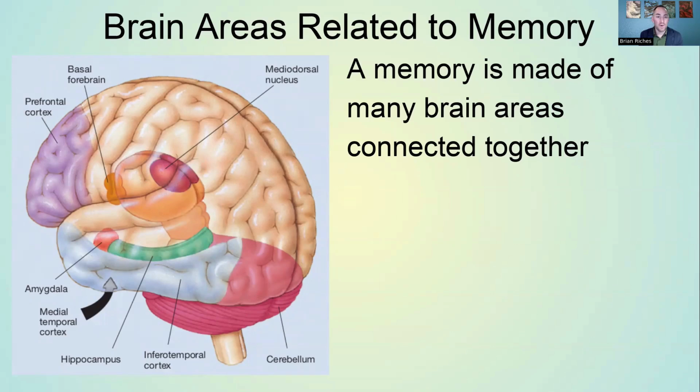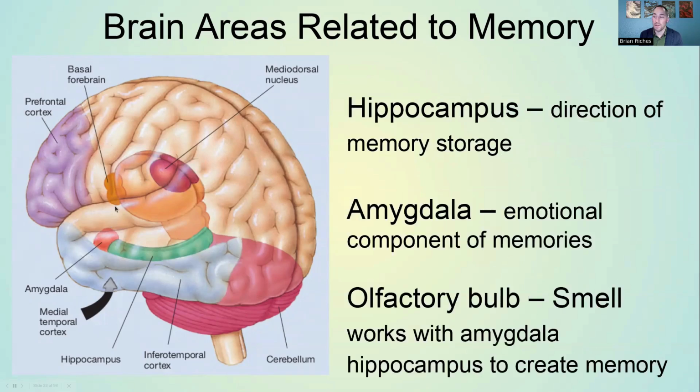And any given memory is a lot of brain areas connected together. So your memory is not in just right here. This isn't where one memory is and another memory is over here and another memory is over here. No, your memory is in a bunch of places in a big network of neurons around your brain.